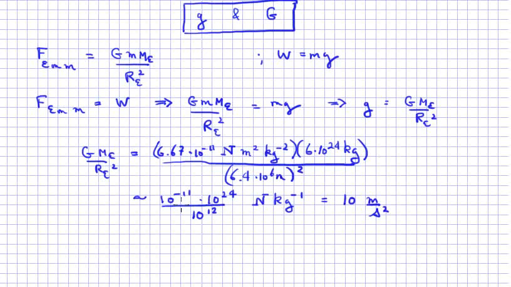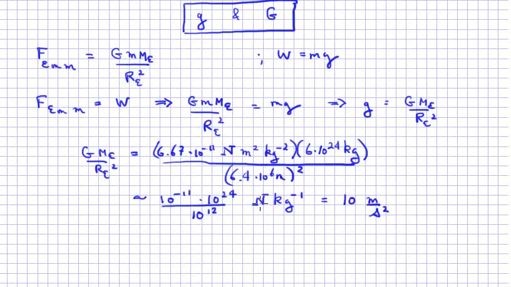So you have a 6 here, and you have a 6 here, and you have a 6.4 squared. You have a 6.7 here, you have a 6 here on the top, and you have a 6.4 squared on the bottom. And so pretty closely, these 6's all cancel out, and you just get the exponent factors here: 10 to the minus 11 times 10 to the 24 over 10 to the 12, since you're squaring this. Well, that's roughly 10.